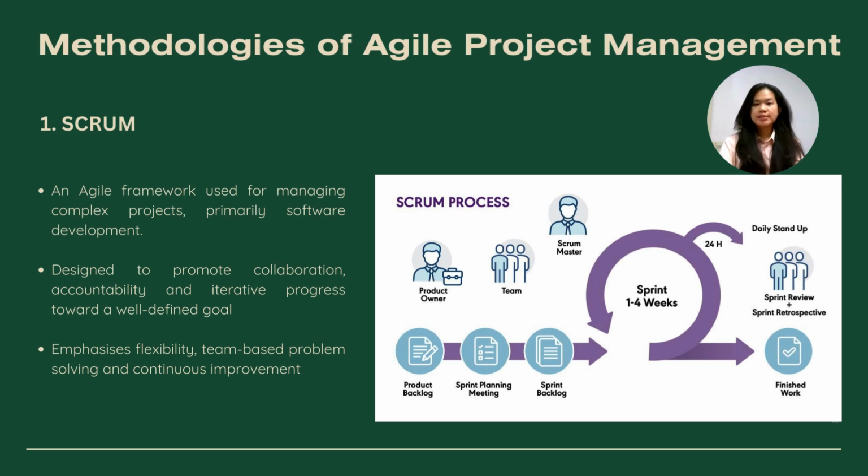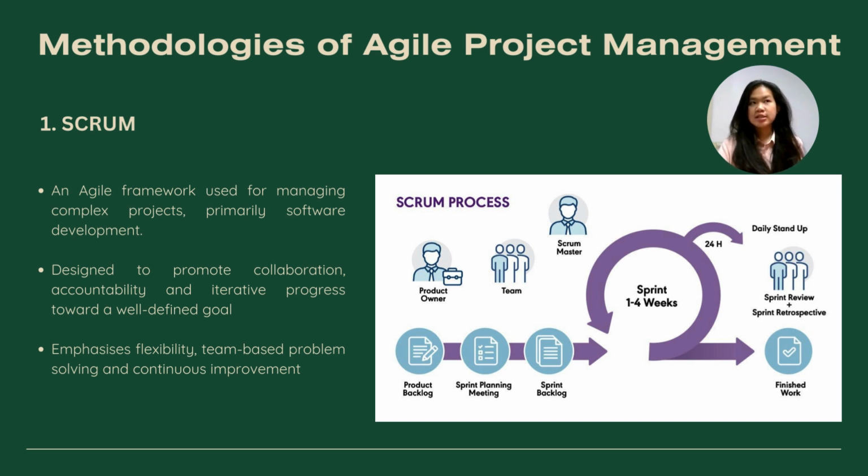One of the famous methodologies of Agile project management is Scrum. Scrum is an Agile framework used for managing complex tasks, especially in software development. It is designed to promote collaboration, accountability, and iterative progress towards a well-defined goal. As you can see from the diagram, it shows the overview of the Scrum process, where the iteration is called a sprint, and the sprint usually takes about 1 to 4 weeks. In a Scrum process, there are 3 roles, which consist of the product owner, Scrum Master, and also the team. The team refers to the development team, whereby they would develop the sprint.